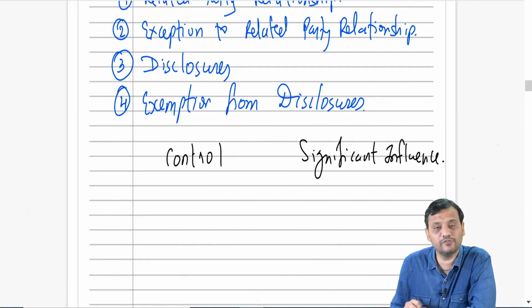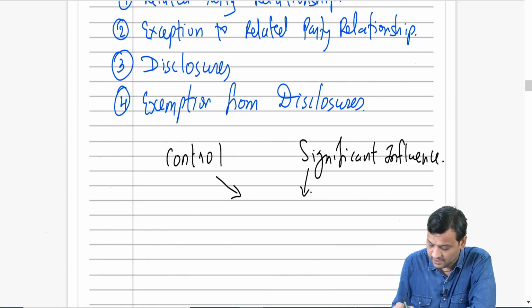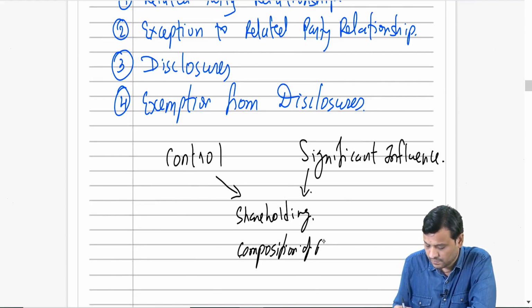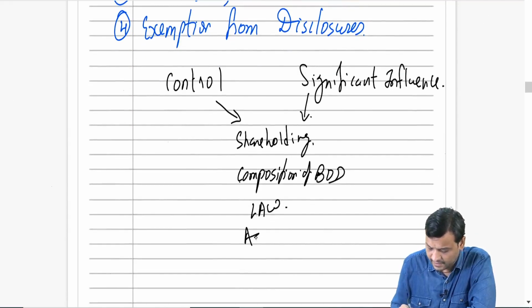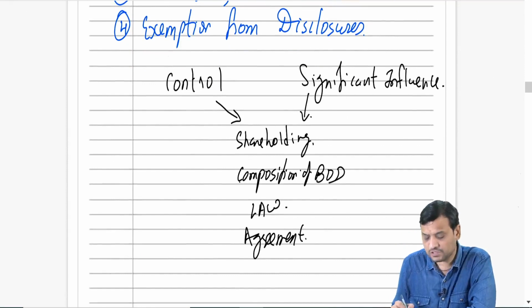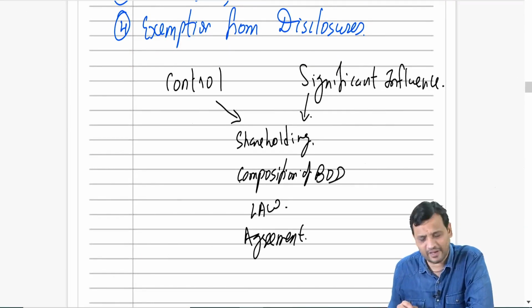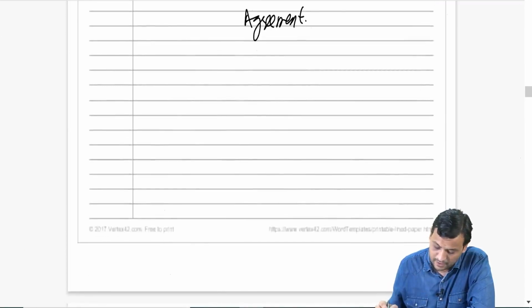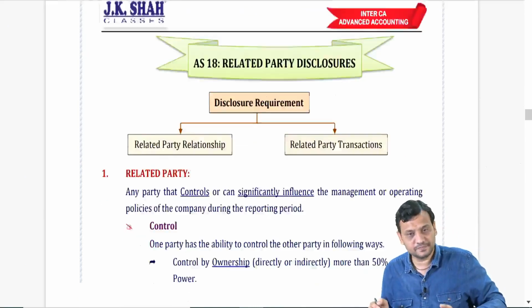And this control or influence will be due to which factors? Nothing but shareholding, representation in the board, or I can say composition of board, or due to some law, agreement and something like that. But of course, we are not supposed to identify everywhere who is having control, who is having influence. The standard has given us some related party relationships. Let me directly jump on those relationships.